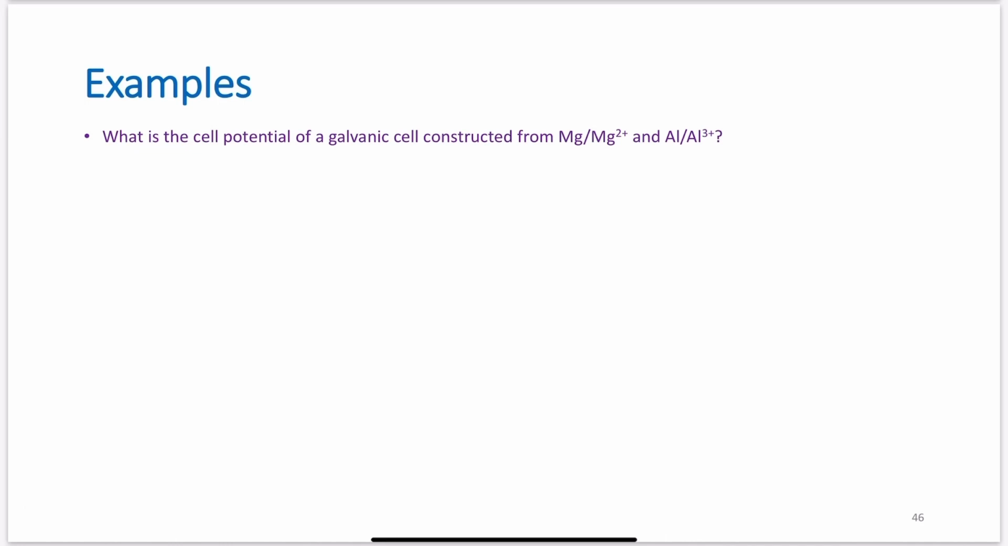So what is the cell potential of a galvanic cell constructed from magnesium, magnesium 2+, and aluminum, aluminum 3+? Note here, it is not showing me concentration, which means we assume 1 molar, or standard conditions.